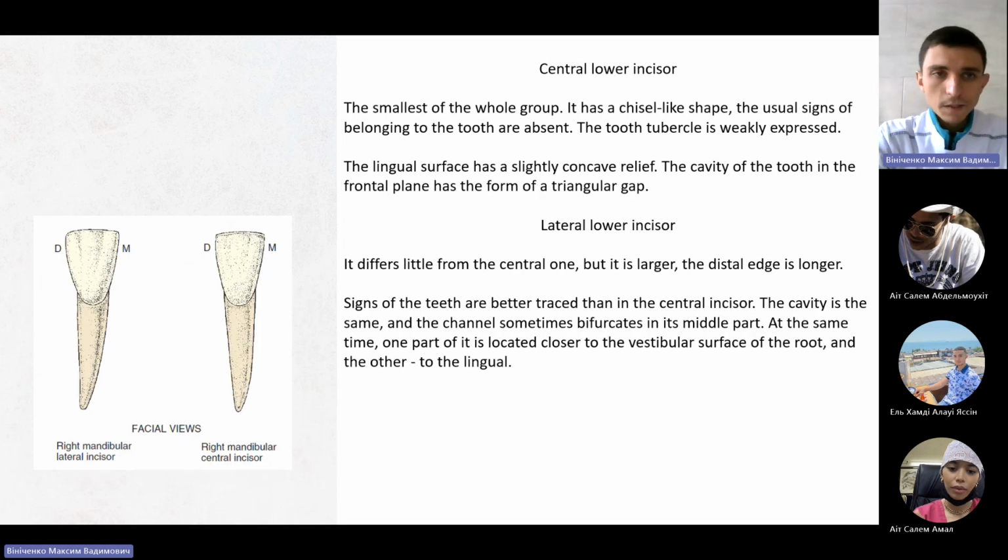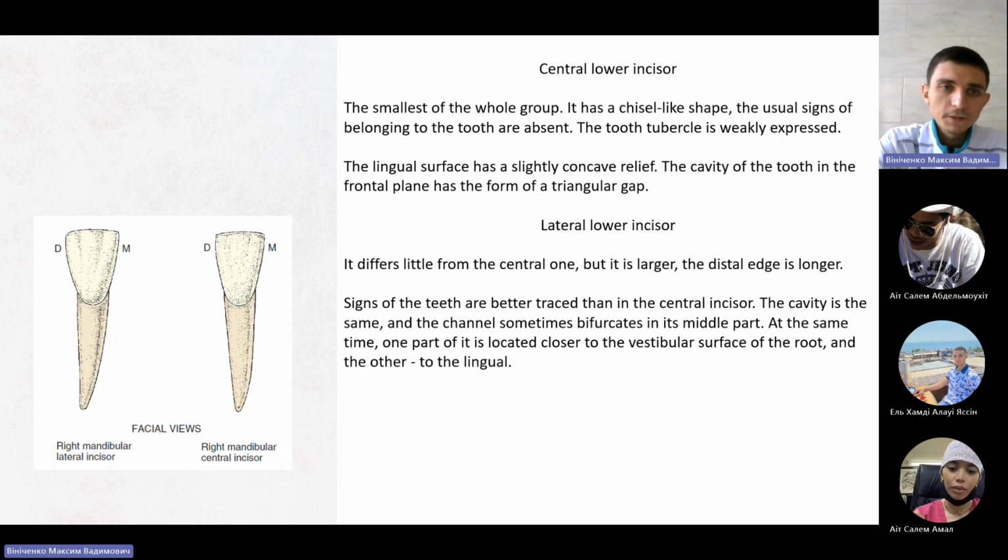Central lower incisor, the smallest of the whole group. It has a chisel-like shape. The usual signs of belonging to the tooth are absent. The tooth tubercle is weakly expressed. The lingual surface has a slightly concave relief. The cavity of the tooth in the frontal plane has the form of a triangular gap.